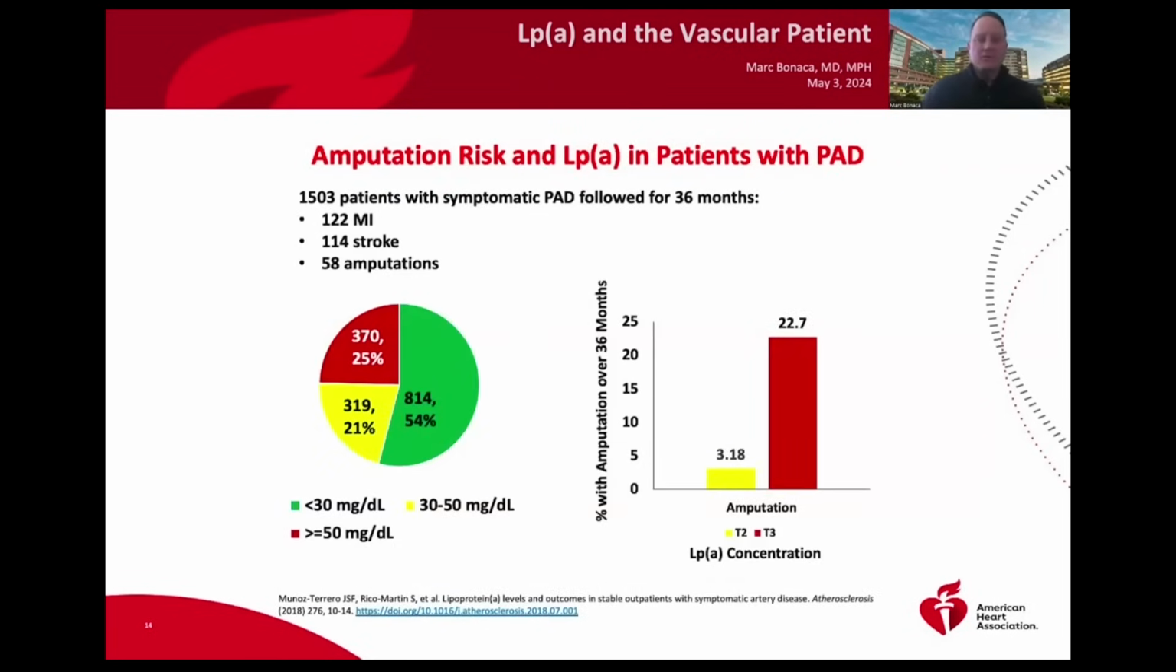We know, I showed you on the prior slide, that it's associated with poor outcomes. Here in a study of around 1,500 patients with PAD, you can see the tertiles of lipoprotein A, and those who had levels, again, above 50 milligrams per deciliter had very high rates of amputation relative to those without at a time of around 36 months.